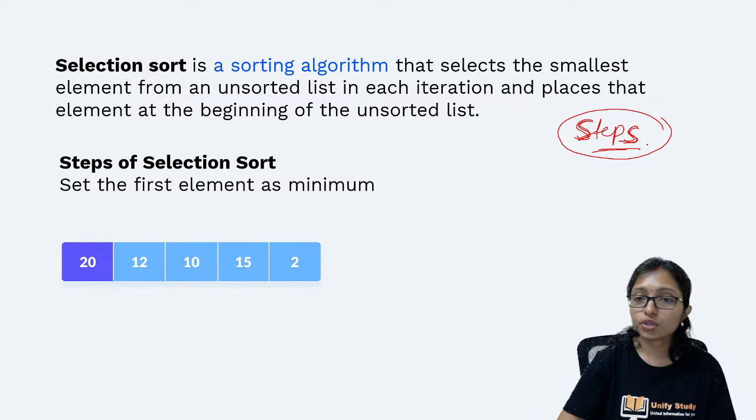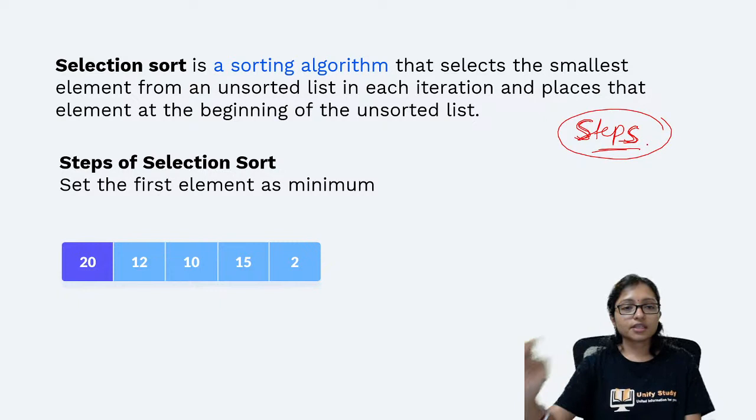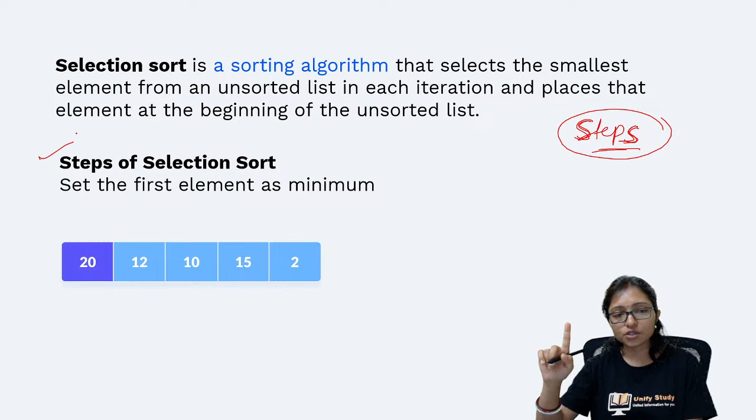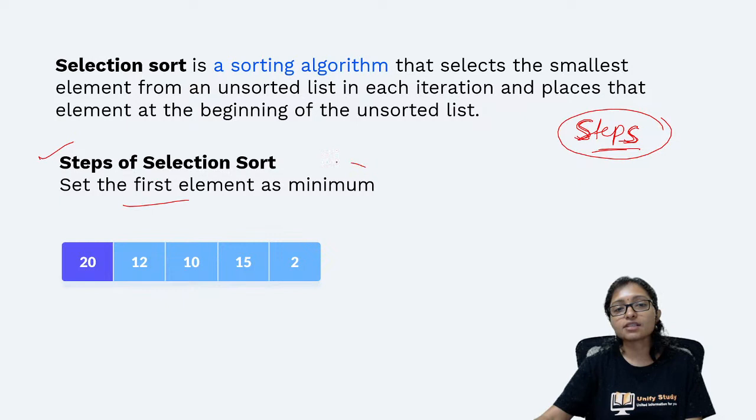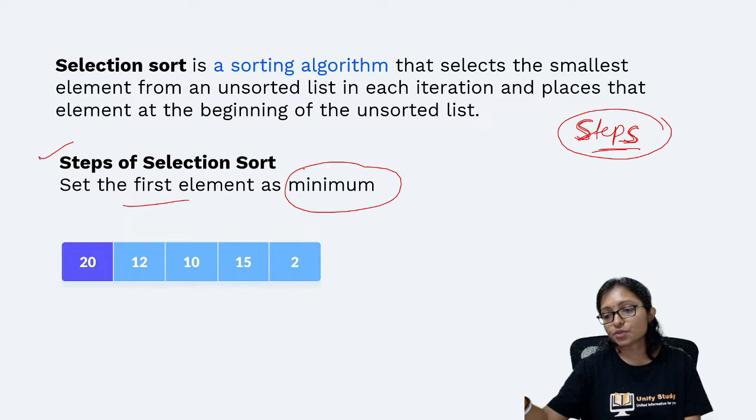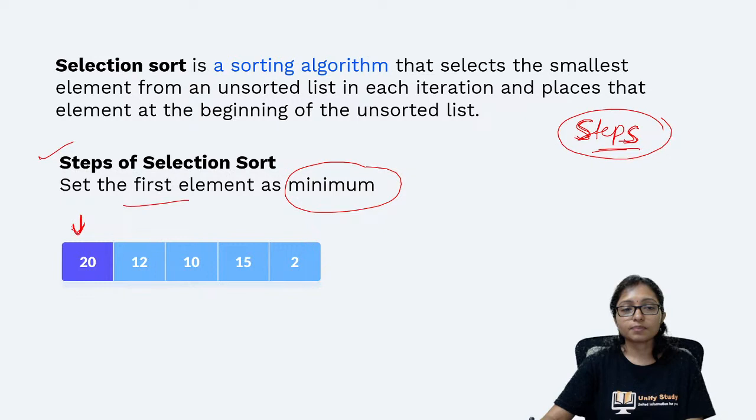So everyone see that. What is selection sort? Selection sort means selecting. Selection sort is selecting the element, and it always takes the first element as the minimum. So what will this be? I am taking this one as the minimum, 20. So the first time I am taking the minimum as 20. The first element is the minimum.